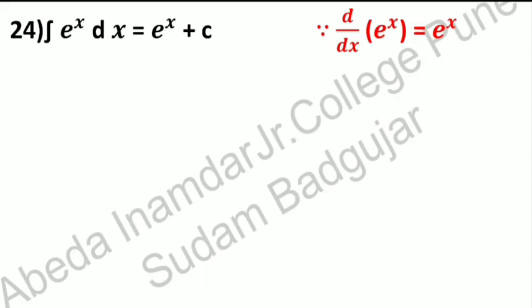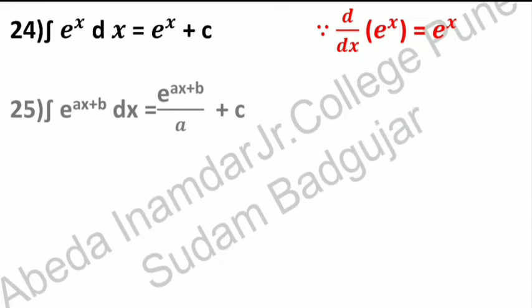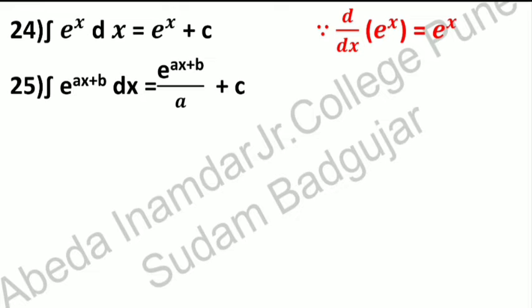Now it is the exponential form. The formula number 24, it is base power form, but in this case the power is variable and the base is a fixed number, it is e, an irrational number. So the derivative of e raised to x is e raised to x, so integration of e raised to x is also the same, that is e raised to x plus c. Now suppose the power is ax plus b, instead of x it is ax plus b, that is integration of e raised to ax plus b is equal to e raised to ax plus b upon a plus c.